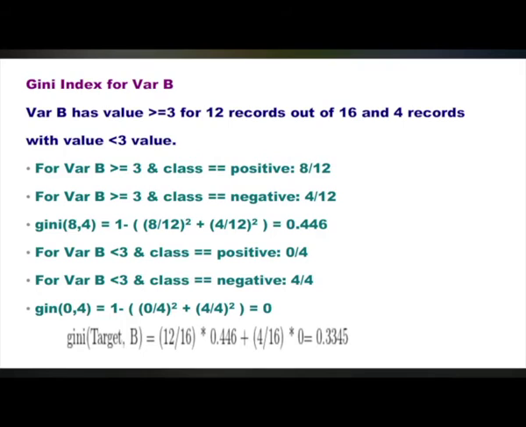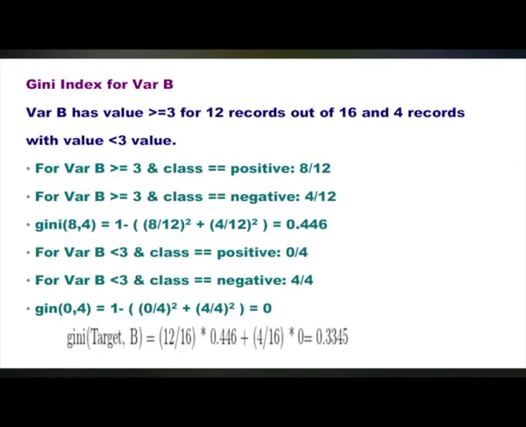Variable B has value greater than or equal to 3 for 12 records out of 16 and 4 records with value less than 3. For variable B greater than or equal to 3 and class equal to positive, the probability is 8 by 12. For variable B greater than or equal to 3 and class equal to negative, the probability is 4 by 12. Therefore, Gini index (8, 4) is equal to 1 minus (8 by 12 square plus 4 by 12 square), which is equal to 0.44.